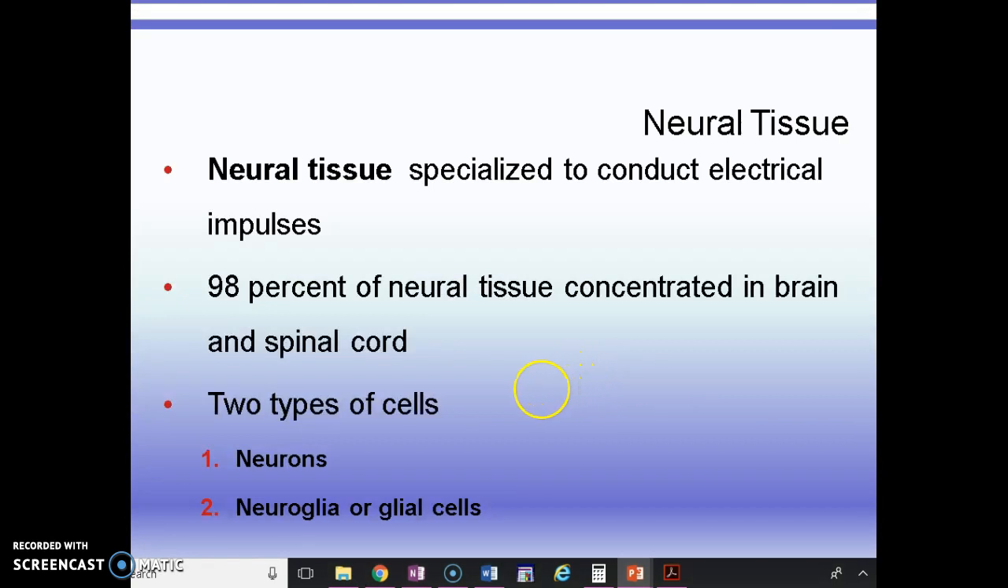And neural tissue is specialized to conduct electrical impulses. Most of this neural tissue is in the brain and spinal cord, and there's two types of cells: the neurons, which conduct the impulses, and the neuroglia or glial cells that support the neurons.